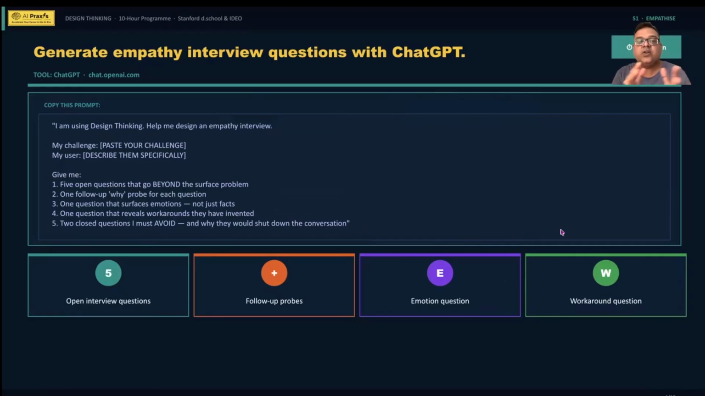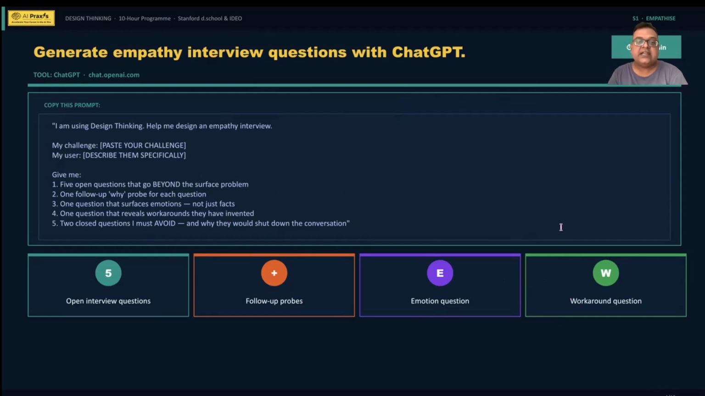So AI cannot observe people. AI cannot notice a long pause. AI cannot see people hesitate before answering. And AI certainly cannot experience another person's emotions. Only you can do that. But AI can help you prepare much better questions before you meet your users. And that's exactly what we are going to do.